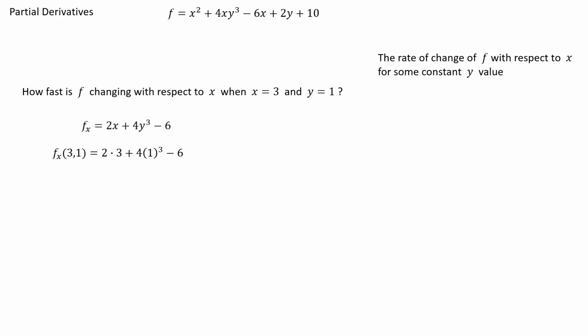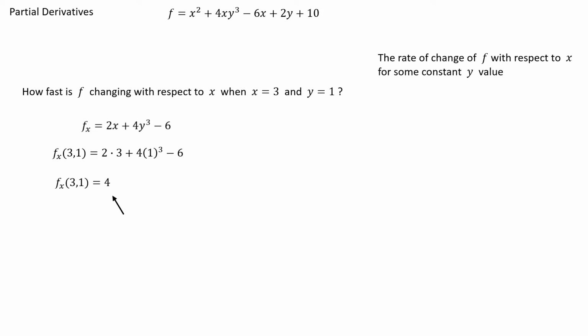First of all, we'll calculate the partial derivative by plugging in 3 and 1. And when we plug those in, we get 4. But what does it mean to say rate of change with respect to x when y is constant? It seems like they've given us constants for both of them. So what does this 4 mean?